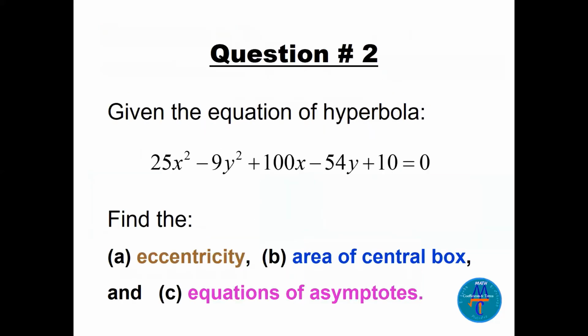Let's move to question number 2, please. Question number 2: given the equation of the hyperbola in expanded form, we need to find 3 things: the eccentricity, the area of the central box, which we sometimes call the fundamental rectangle, and the equations of the asymptotes. Before we do all this, we have to do something important we mentioned many times in other videos, especially about ellipses.